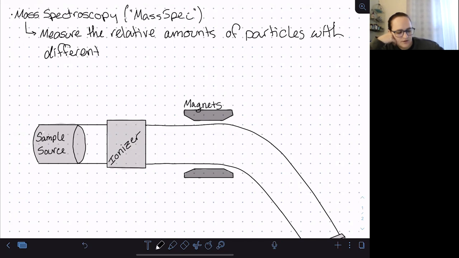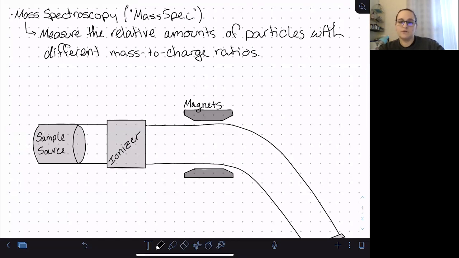Technically, it is a mass to charge ratio, but we usually just consider it to be the mass because the vast majority of the time the charges are going to be +1. And so we'll be able to produce a graph of this data, is typically how this is analyzed. So the mass spectrum, which is a graph.